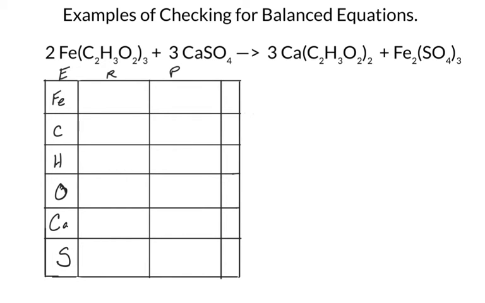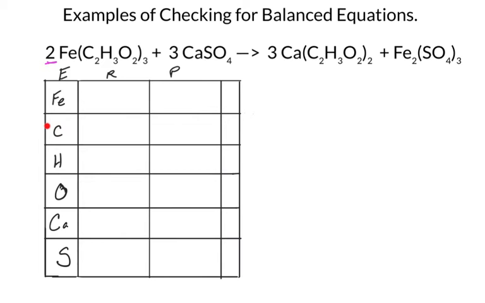When I read out these, you're going to see that I multiply by the coefficient first. Then, if there's parentheses, I'll do what's on the outside of the parentheses, and then I'll do the subscript for each element. That's just the way that I do it to make my pattern always the same. So we'll go ahead and do the reactants first.